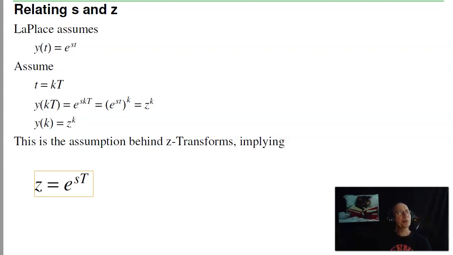So again, you kind of have integer powers of z. There's also a relationship between the s-plane and z-plane. Laplace assumes everything's e to the st. Z assumes everything is z to the k. Well, let's assume t is equal to kT. K is my sample number. T is the sampling time, like 10 milliseconds. If I substitute, y of kT is e to the s times kT. Group these together, that's e to the sT to the k. That's z to the k. That's the conversion between the s-plane and z-plane. Z is e to the sT.